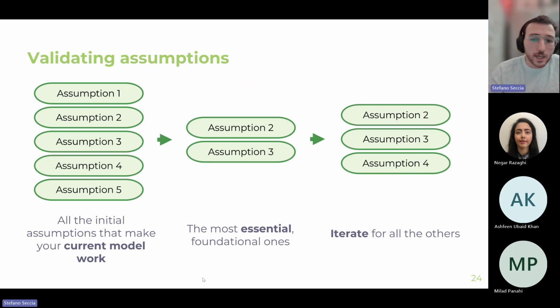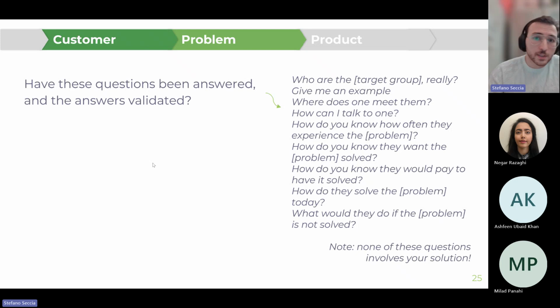So now that we have done the work of validation, these are some more examples of questions we might want to have answered before we start with the actual product development stage. And if you notice, none of these questions actually involved your solution. They're all about the problem, they're all about the customer and the incentive structures that drive their behavior.